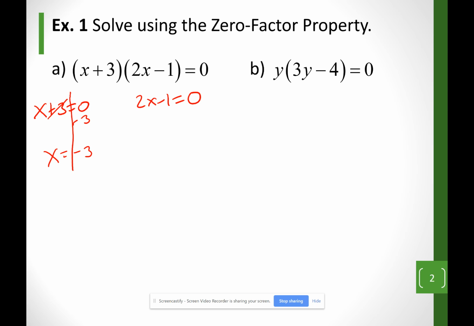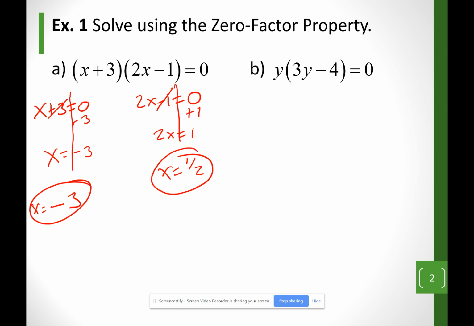Now, looking at the other equation, I'm going to separate through the equal sign. My minus 1, I'm going to add it on the other side. So I have 2x is equal to 1. Divide both sides by 2. X is equal to 1/2. Those are going to be my two solutions. And I have more than one solution.